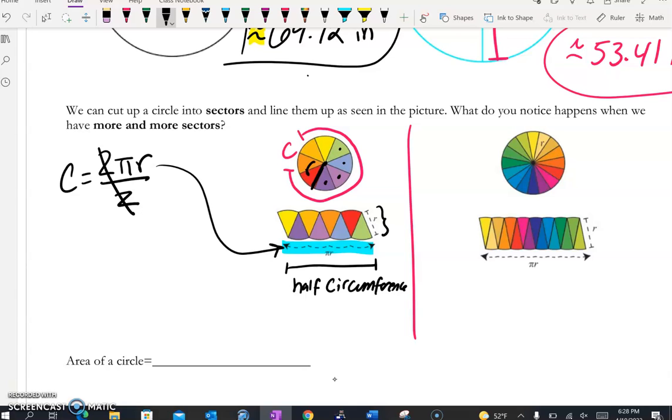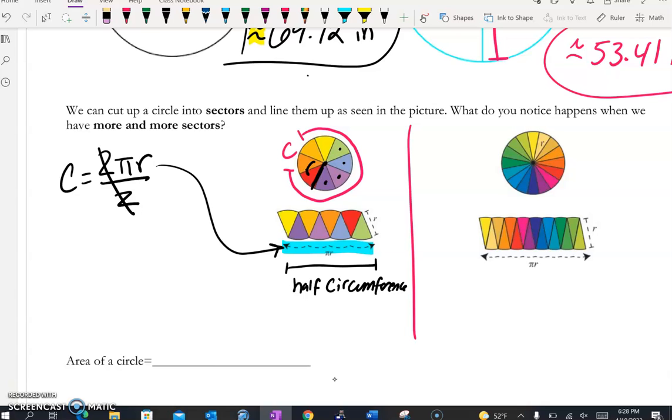So that's where they're getting this height, or not quite height of the parallelogram, right? It's that other side of the parallelogram, excuse me. The height would have to be perpendicular to the base, making a right angle. Now it's kind of looking like a parallelogram.